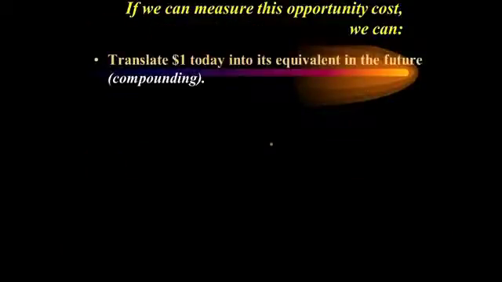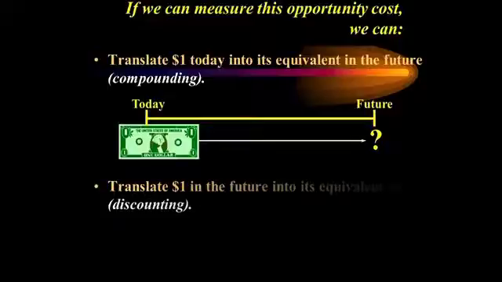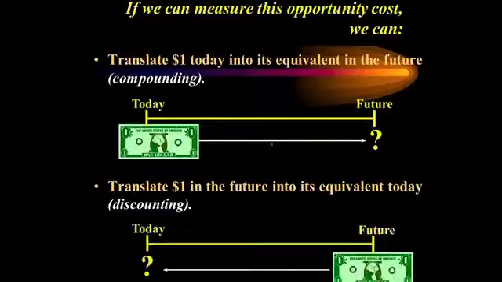Now, if we want to measure this opportunity cost, we can go for compounding. So translate dollar one to its equivalent in the future. I will use my compounding formula. Compounding means your cash inflow multiplied by (1 plus rate) raised to the power of time. Compounding means your money is compounded, as I am moving from today to the future. On the other hand, if I want to move from the future to today, that is discounting. So I'm converting dollar one in the future to present.